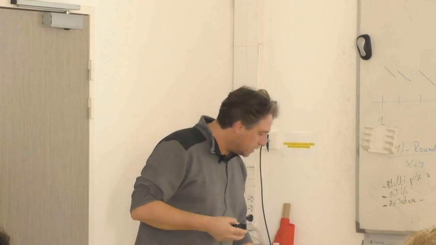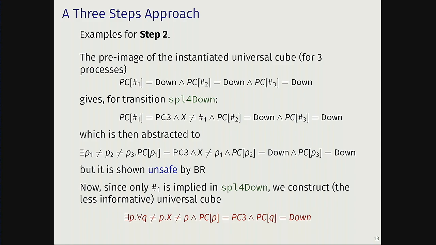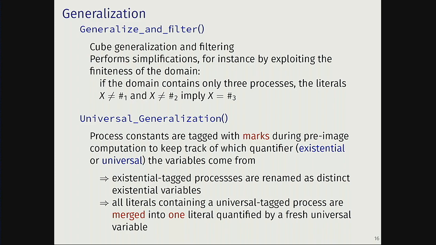Of course, there are some details you have to do here. Generalization and filter, that's not very interesting. Basically, for the universal generalization, in this step we abstract some constants by an existentially quantified variable and the others by a for all quantifier. In order to do that, we have to hack a little bit in Cubicle, with some kind of dependency analysis. We want to know which variable is used in a transition, and if a variable is used in a transition, then we can abstract it using an existentially quantified variable. If a variable is not used in some pre-images, then we can abstract it using a for all quantifier. So basically, that's what is described here.